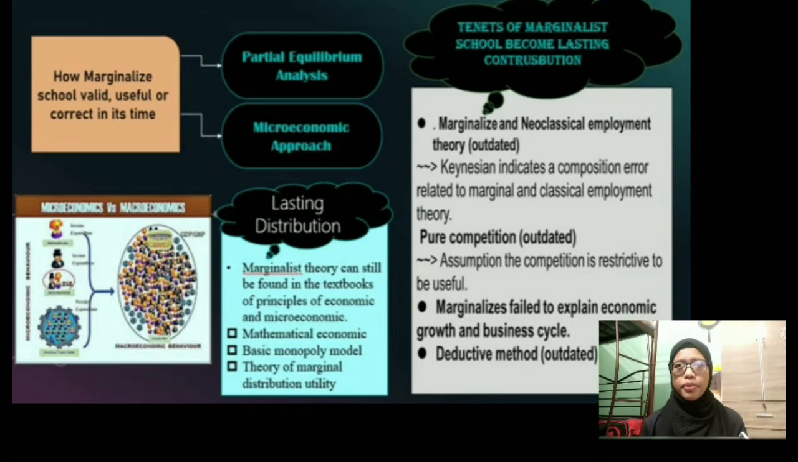As the marginalists introduced more variables, they eventually approached a more realistic situation. Okay, the last point is about the microeconomic approach.